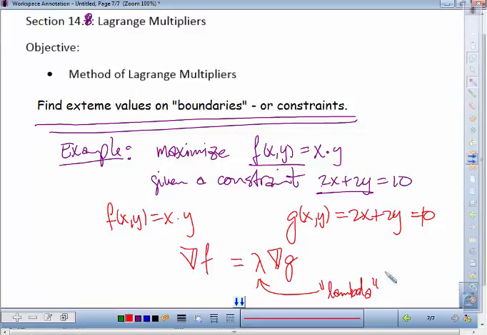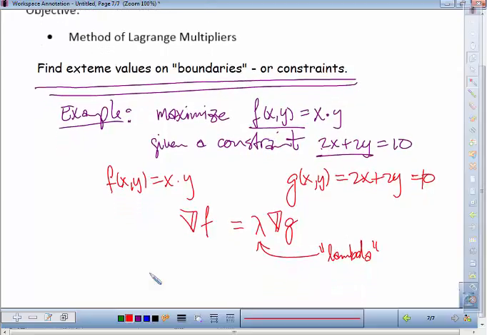L for Lagrange. Okay? Lambda is the Lagrange multiplier. That is a scalar that says that one gradient is a scalar multiple of the other. Okay? Now that's a simple, innocent-looking equation that would normally yield to some really difficult algebra.